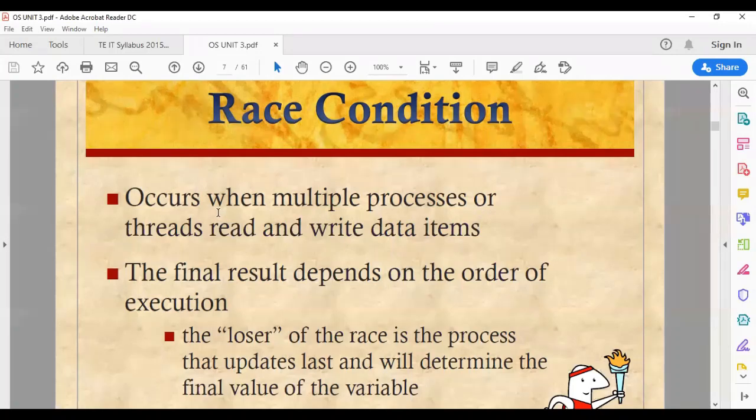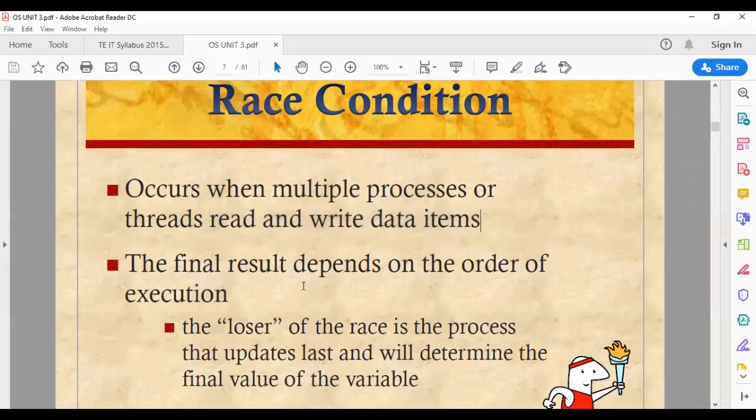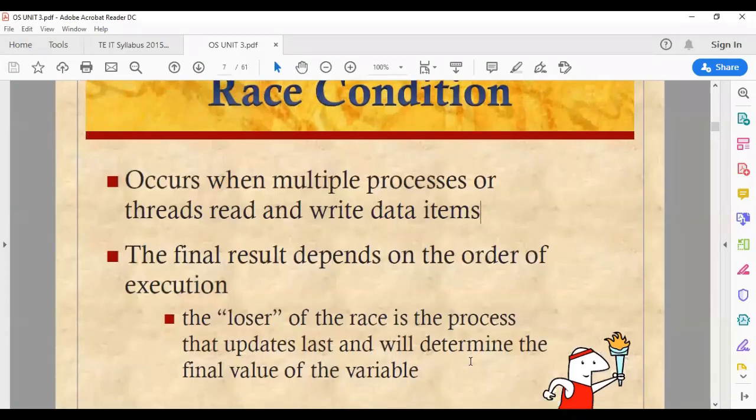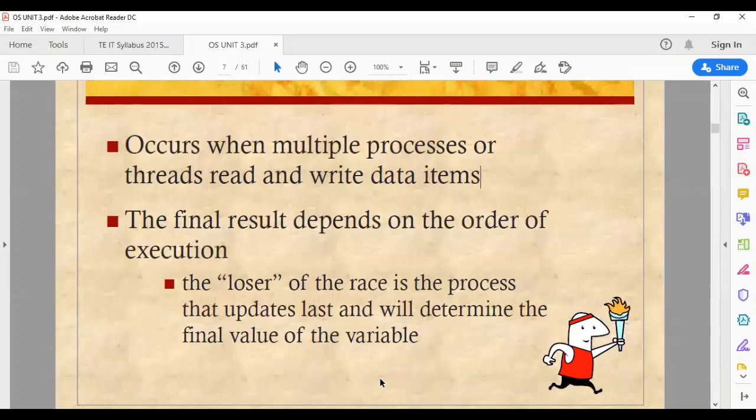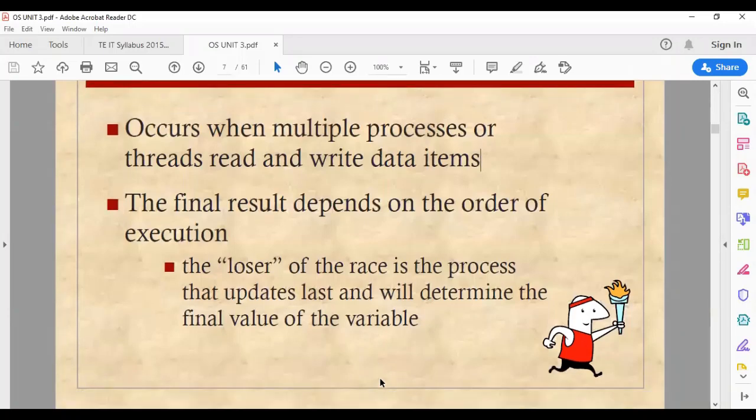Listen here, the definition: a race condition occurs when multiple processes, more than one process or thread, read and write the data items. The final result depends on the order of execution. The loser of the race is the process that updates last and will determine the final value of the variable. So what happens in a race condition?